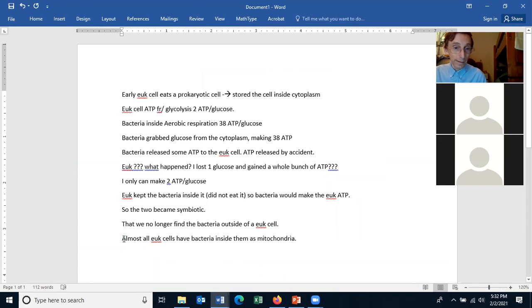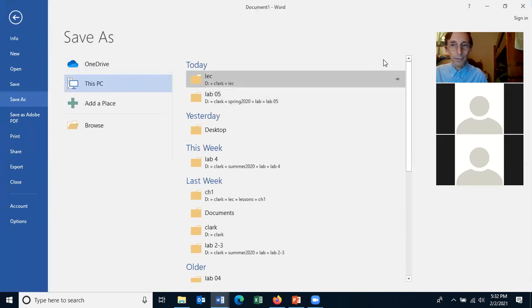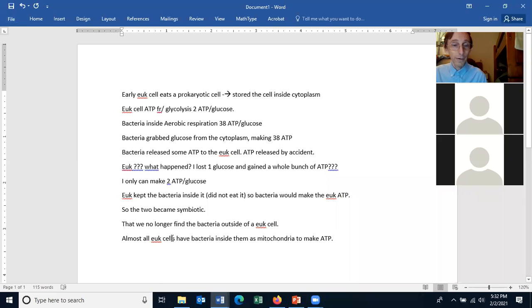Almost all eukaryotic cells have bacteria inside of them as mitochondria, and we have the mitochondria to make ATP, meaning the mitochondria make the majority of our ATP. But there are a few, not very many, but there are a few eukaryotes, just a few, what are they called? Amoebas. A few amoebas that do not have a mitochondria.